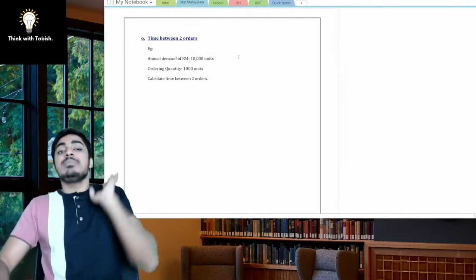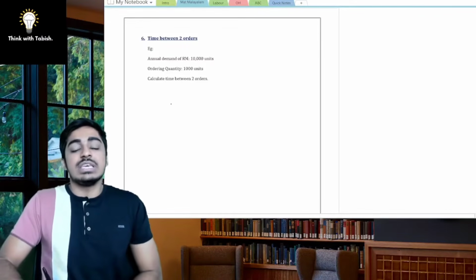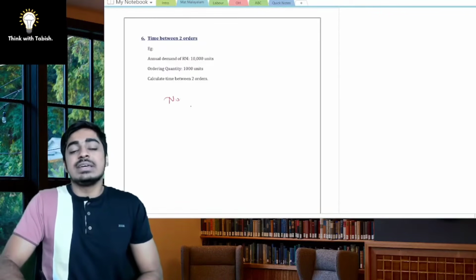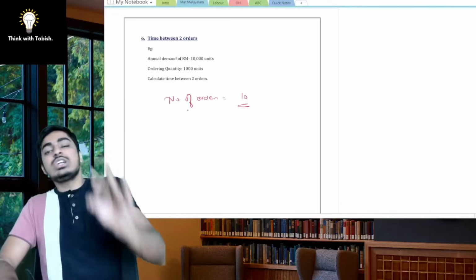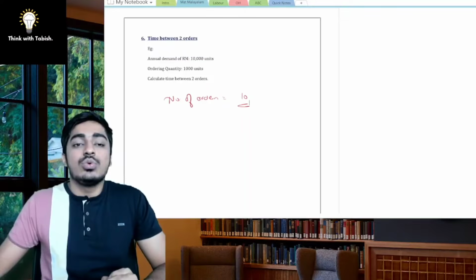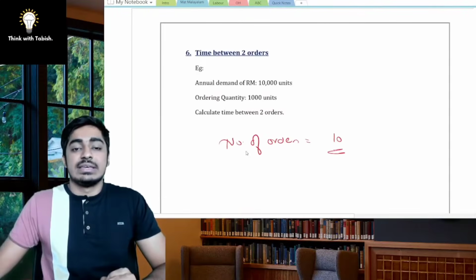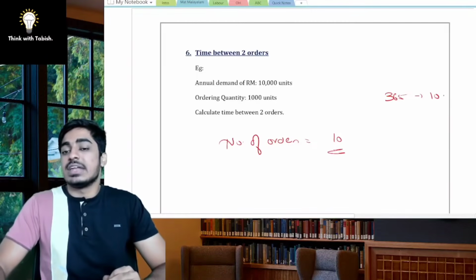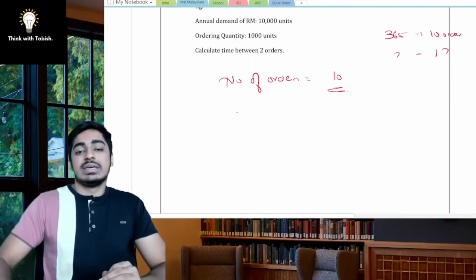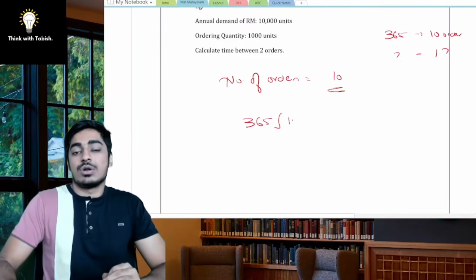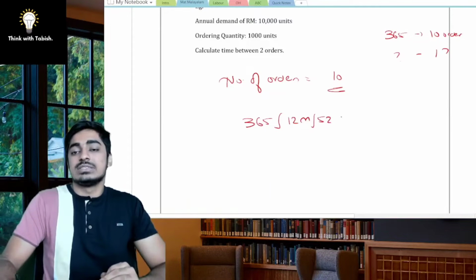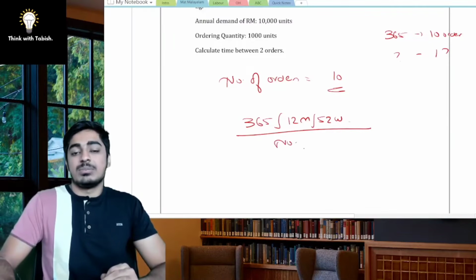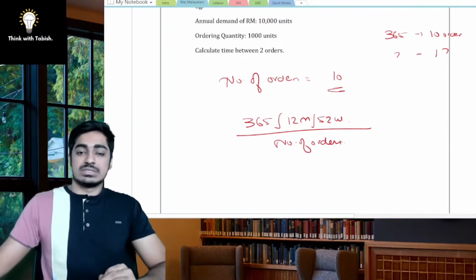Next, we have the time between two orders. Suppose in a year we are placing 10 orders. Number of orders is equal to 10. So I want to know what is the time gap between two orders. How do I get that? In a year, in 365 days, I have placed 10 orders. So for one order, how many days? How do I get it? It is 365 days or 12 months or 52 weeks divided by number of orders.